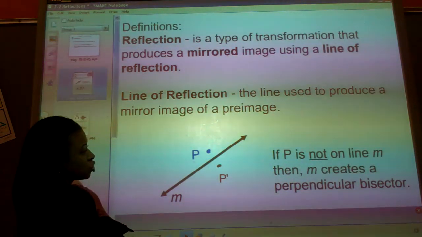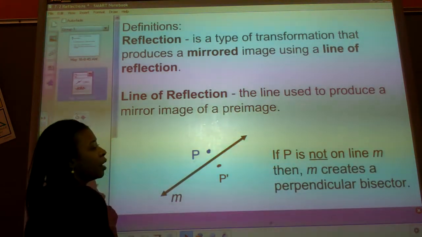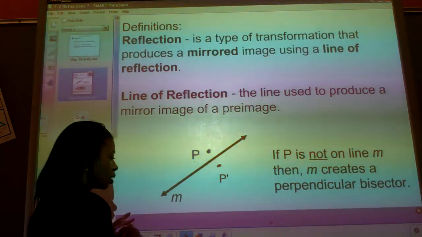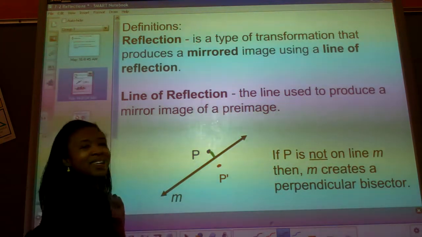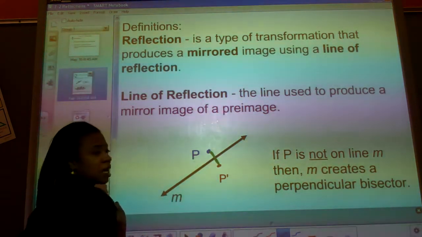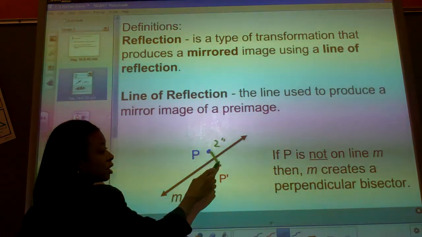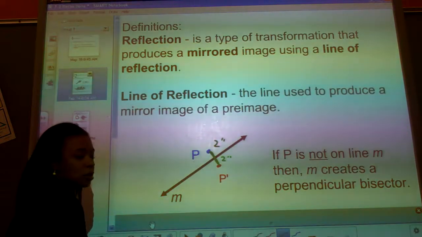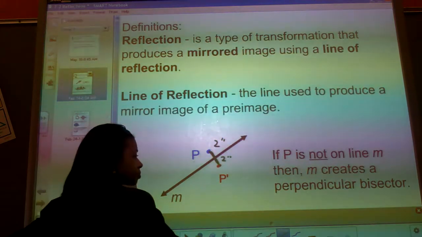We'll look at that more when we look at shapes, but right now we're talking about a point. If point P is not on line M, then that means this line of reflection, line M, is a perpendicular bisector. So, in other words, the distance from point P to the line is exactly the same distance from line M to P prime. Same exact distance. So if from point P to the line is 2 inches, that means that from line M, or the line of reflection M, to P prime is also exactly 2 inches. The distances will be exactly the same from the line of reflection.